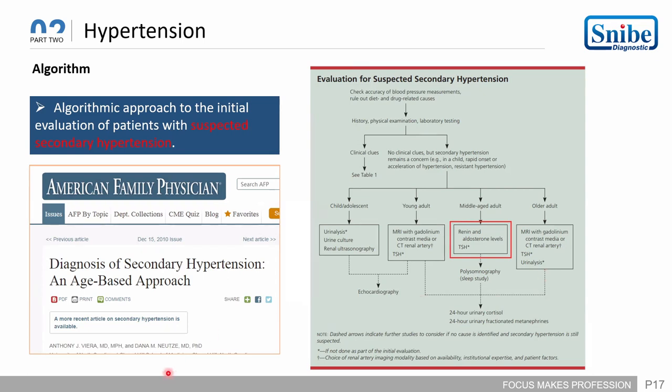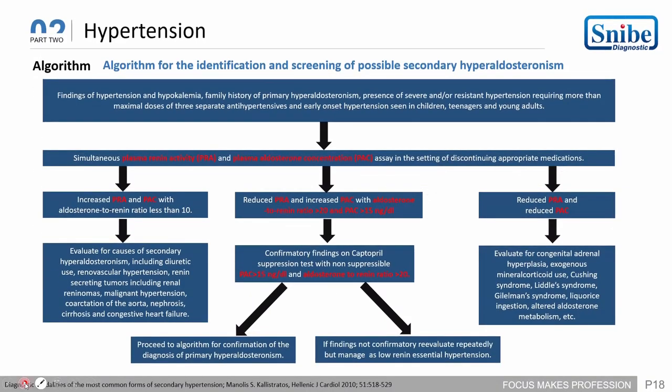So these are the evaluations for the suspected secondary hyperthyroidism. And then the algorithm is also for the identification and screening of possible secondary hyperthyroidism.